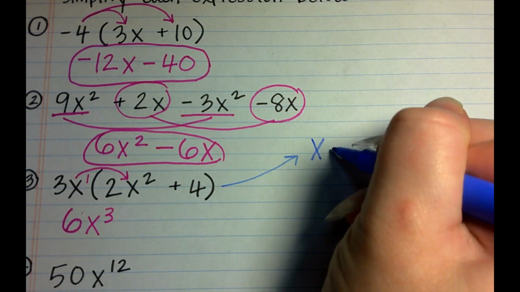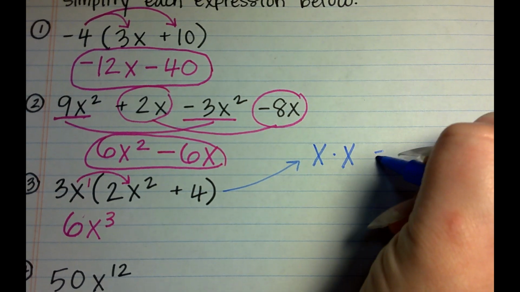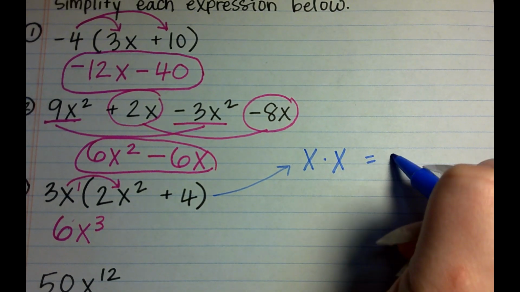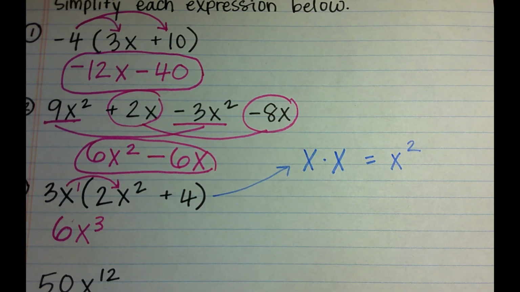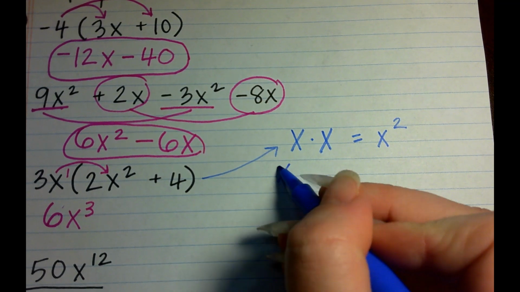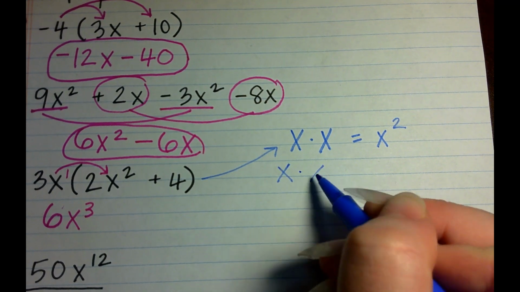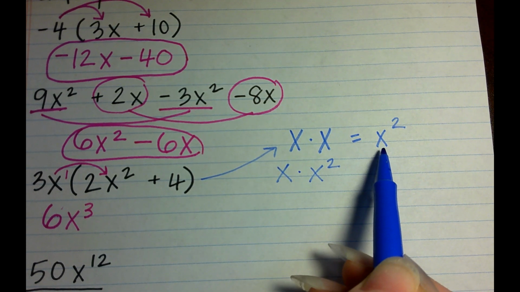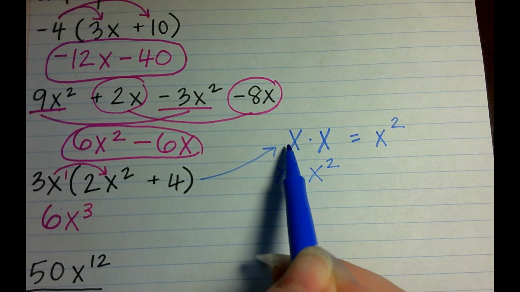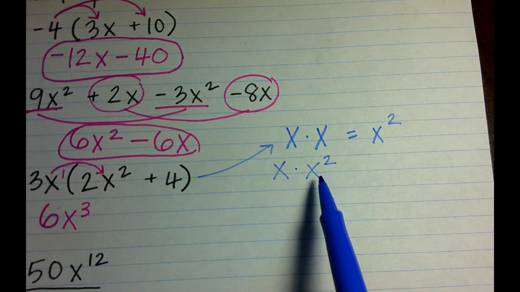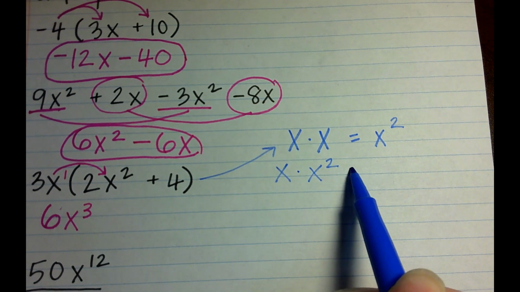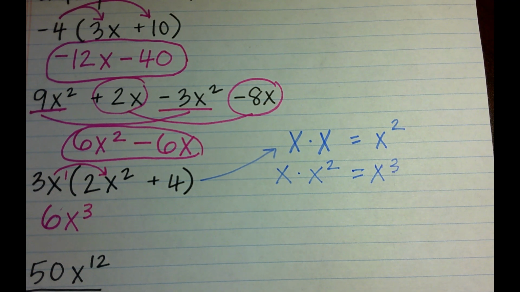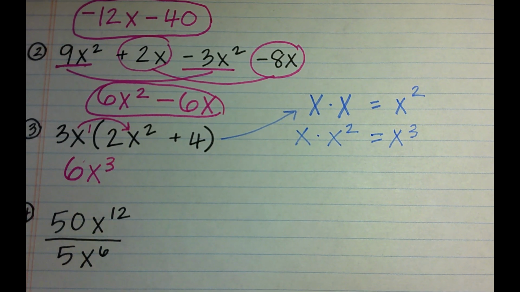See, if I do x times x, because there's 2 x's, we have x squared. So if I did x times x squared, well, I know that x squared is the same as x times x. So really, there's 3 x's total. That's how we're getting that x to the third power in our answer. Okay, so we'll go back to that work.